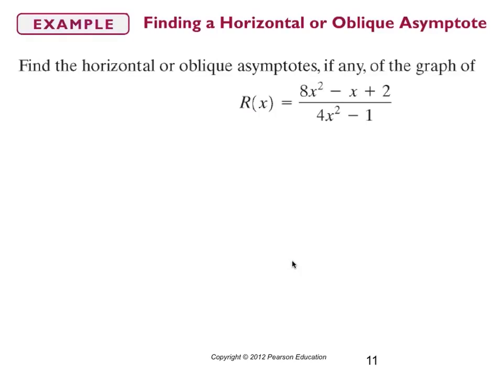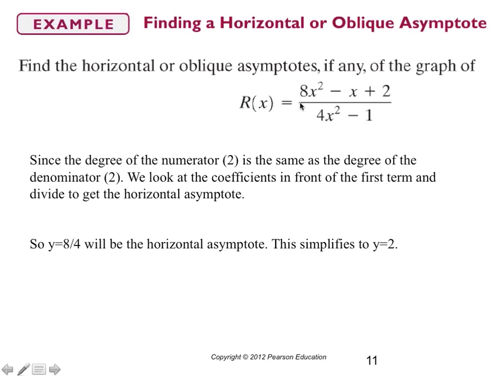So we have r of x equals (8x squared minus x plus 2) over (4x squared minus 1). So what you want to pay attention to when you're trying to find the asymptotes is the degree of the numerator and the degree of the denominator. So we know that the degree of the numerator is 2 because that's the highest power that we have here. We know that the degree of the denominator is also 2. So if the degrees are the same, all we have to do is look at the leading coefficients. So if you look at the leading coefficient up here, it's 8. The leading coefficient down here is 4. So all we have to do is say that y equals 8 over 4. And then we would simplify this to y equals 2. So that's going to be our horizontal asymptote in this case.